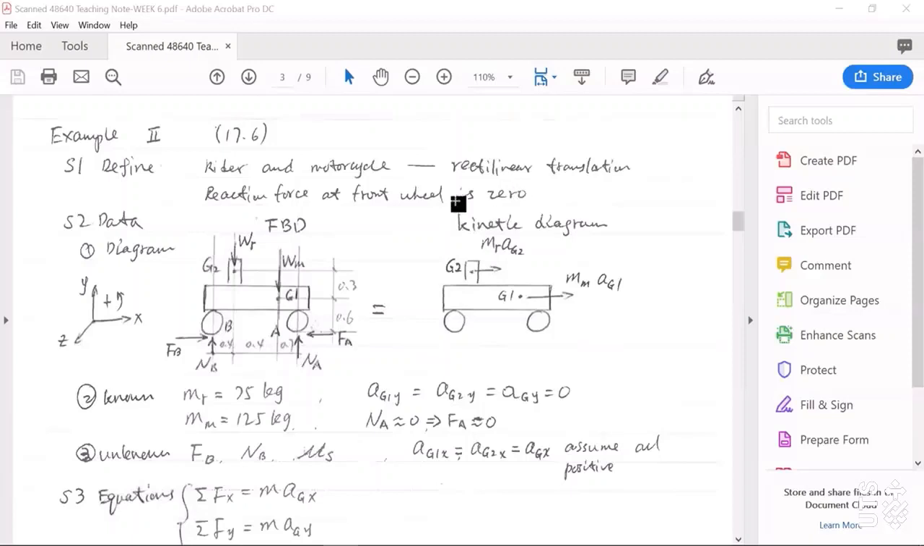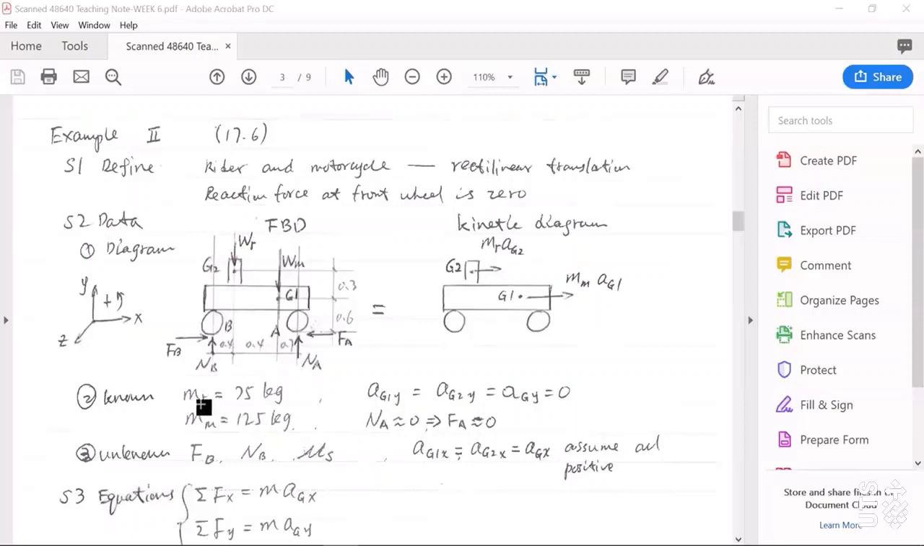In the kinetic diagram, at mass center point G1 of the motorcycle, we have mm aG1. mm means the mass of this motorcycle. At G2, we have mr aG2. mr means the mass of the rider.